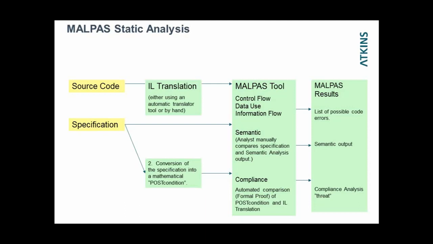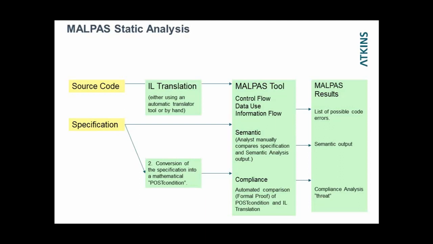The MALPAS tool itself is made up of a suite of individual analysis tools. These are the control flow tool, data use and information flow are the first three. And these are checking properties such as, have you got sensible use of go-tos in your code? Have you got any uninitialized variables? What inputs do all the outputs depend on? And are there any unusual properties of those? So those first three analyzers are pretty quick to run. You run the tool and you get a list of errors in the software from that.